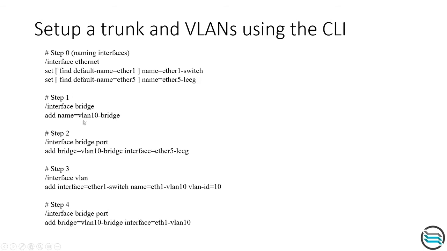And as you can see here, we have the 4 steps that we also saw in Winbox. So we create the VLAN 10, the VLAN itself. We connect Ether5 to VLAN 10. We create the virtual VLAN 10 interface on the physical Ether1 switch interface. And as a final step, we also connect that virtual interface to the VLAN 10 bridge.